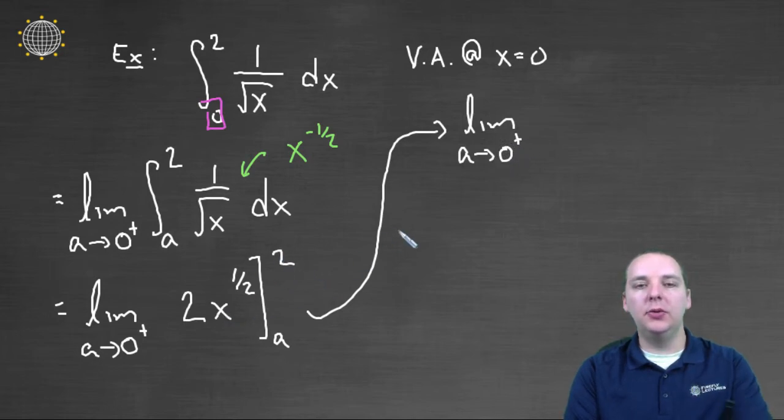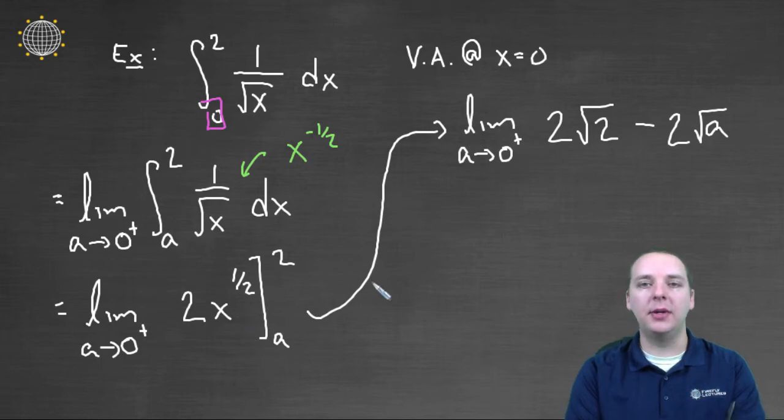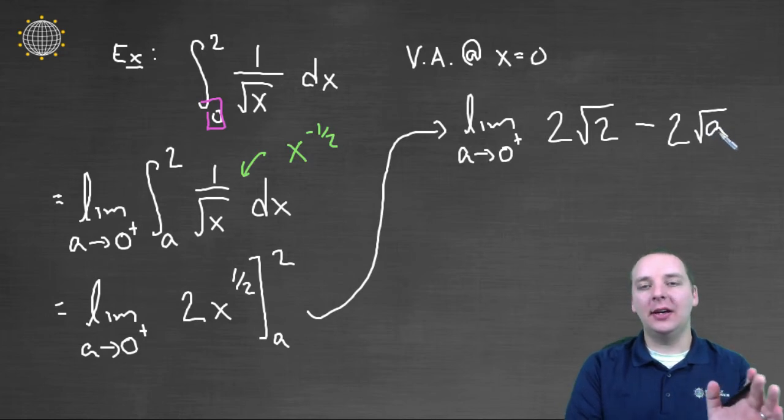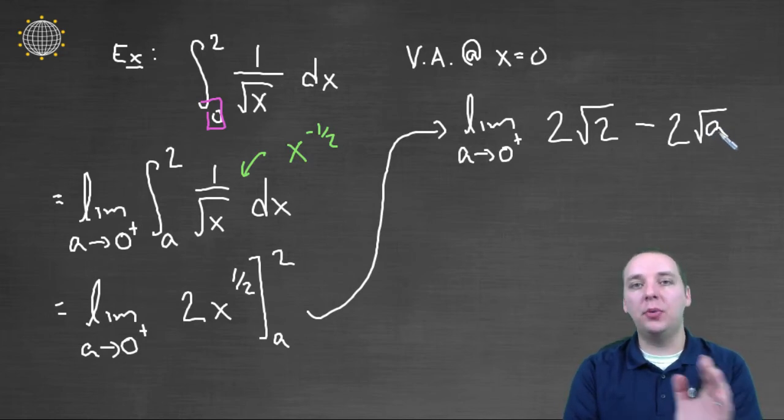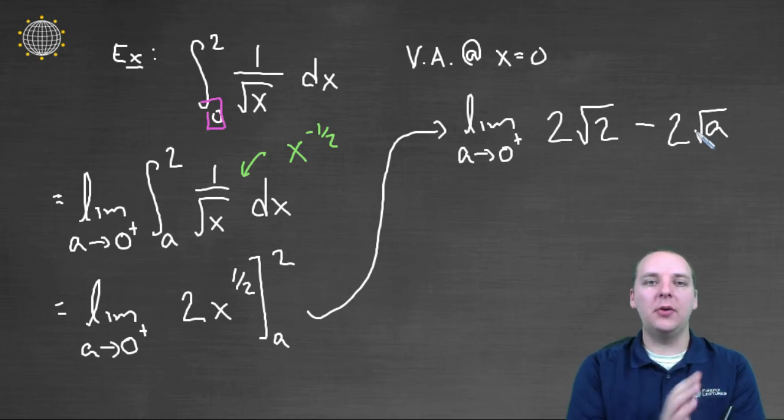If you plug in a 2, you would have 2 root 2, right? 2 times 2 to the 1/2. And then we'd have minus 2 times the square root of a, right? 2 times a to the 1/2, basically. All right, so we have this quantity here, but again, this has a's in it. This is if you chose a value just after 0, like 0.1 or 0.2 or 0.05 or something like that. But now that we're done, I need to let that a push its way on out to the 0 for where it should have started.